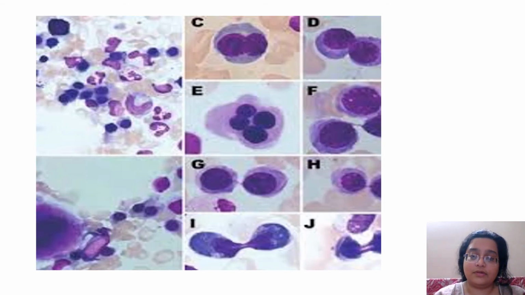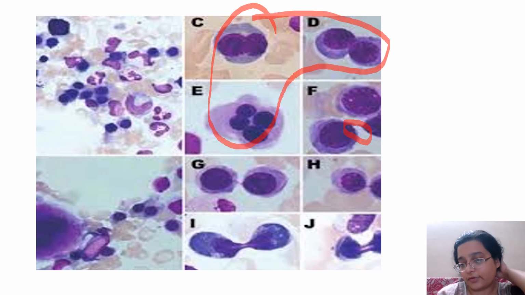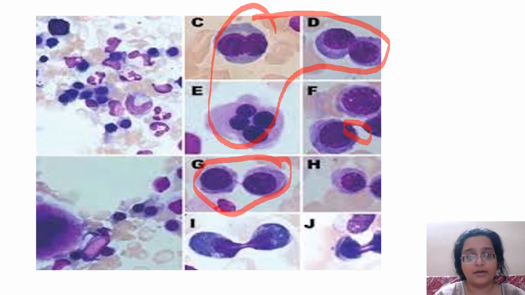So that was a smaller image. This is a larger image of the same. Now let me tell you something. This feature you can get in MDS also, but this is quite typical of a CDA. Okay. And this you need to look for in a B12 deficiency.